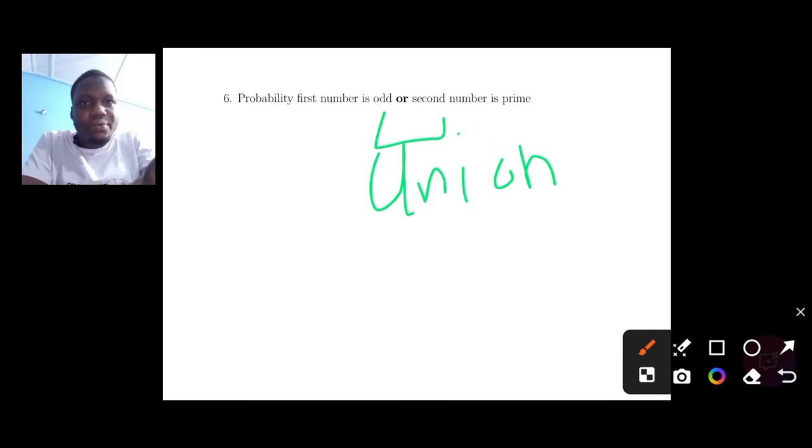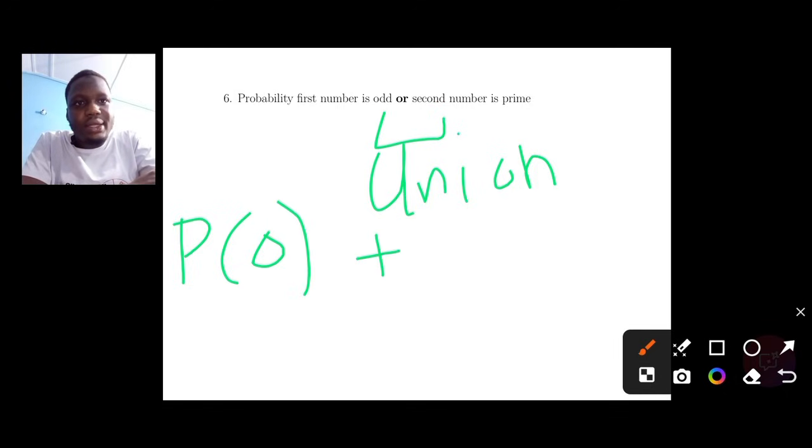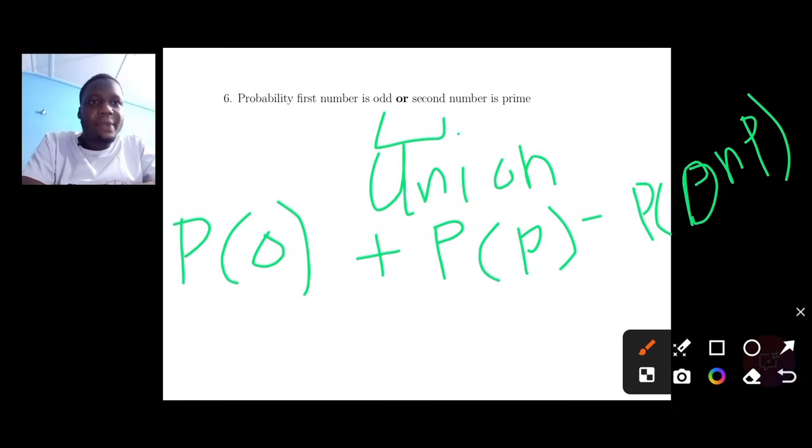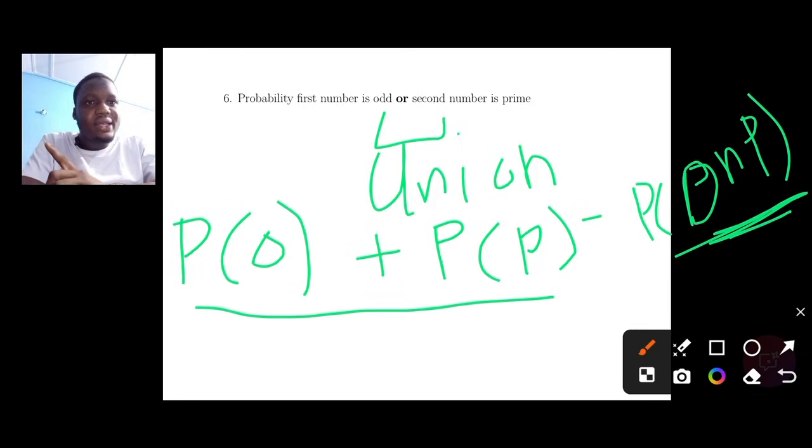Okay, so we have P odd plus P prime minus the intersection. This is what a union translates to. Ideally, in situations where they cannot intersect, union just simplifies to addition. That's why I mentioned that or implies addition.